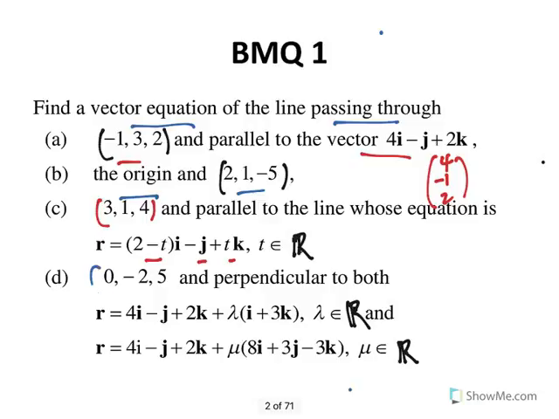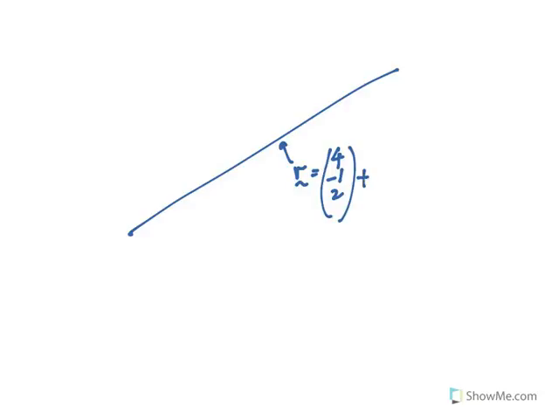For 1D, the line through (0, -2, 5) is perpendicular to the lines given by the first and second equations. Alright, so it's perpendicular to both. So let me just think about writing these two lines out. The position vector of the first line is r equals (4, -1, 2) plus lambda (i + 3k), so it's (1, 0, 3). This is for the first line.